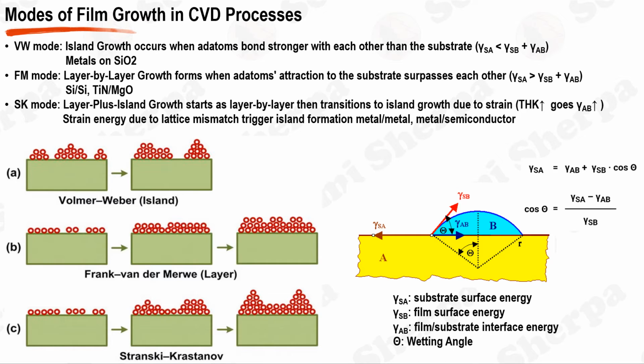As the deposition of material continues, these islands gradually expand, eventually merging to form a complete film. Films generated through this growth often exhibit a high degree of surface roughness, and this mode is typically observed in systems where there is a considerable lattice mismatch between the film and the substrate. Next, we have the layer-by-layer or Frank van der Merwe growth.